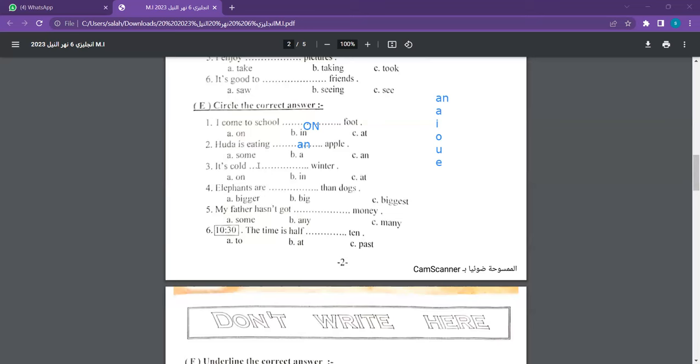Teacher, can you repeat the answers because I didn't hear you. Okay. It's cold dash winter. On winter, in winter, at winter. Which one is right?